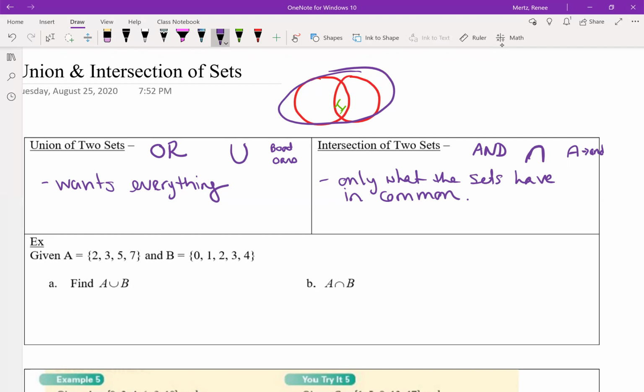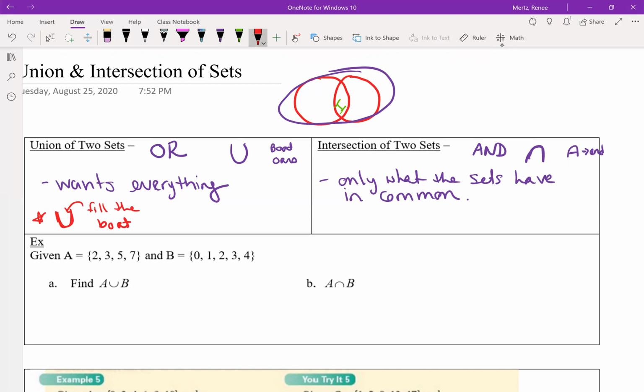So if we have two sets, set A would be this one, set B would be this one. If we're doing "or" and it wants anything, my trick to remember that one is, look at this. We can fill the boat. So everything can fit in here. Fill the boat.